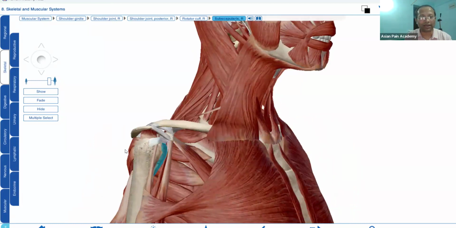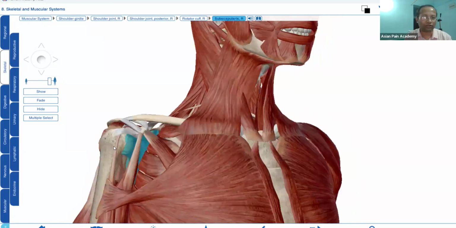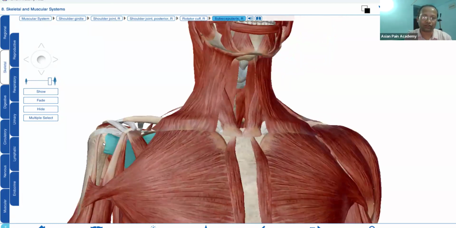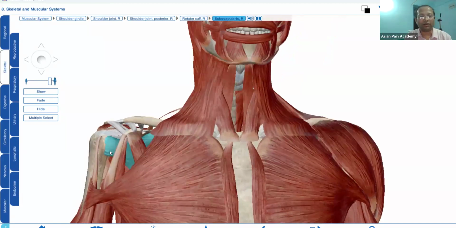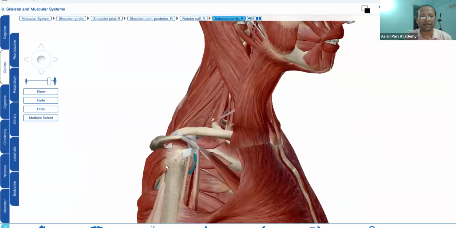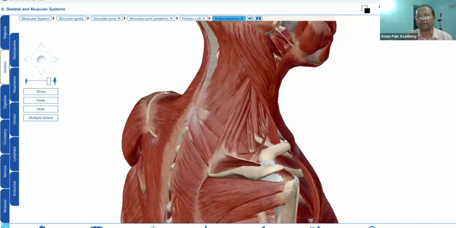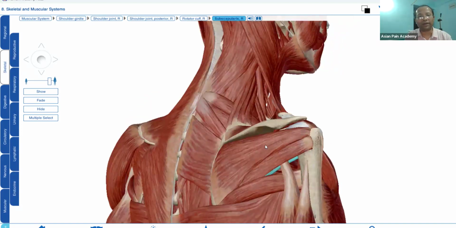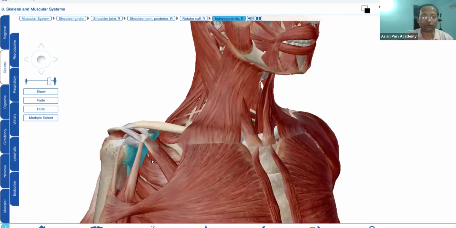So you can see what attaches to which tuberosity. The subscapularis muscle attaches to the lesser tuberosity, but supraspinatus, infraspinatus and teres minor, these three muscles come and join in the greater tuberosity. Okay, so lateral side greater tuberosity, and medial side the lesser tuberosity.